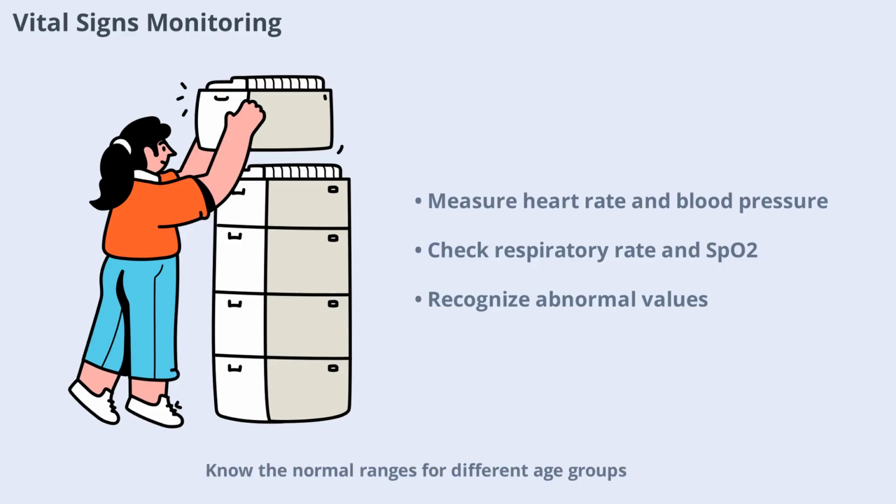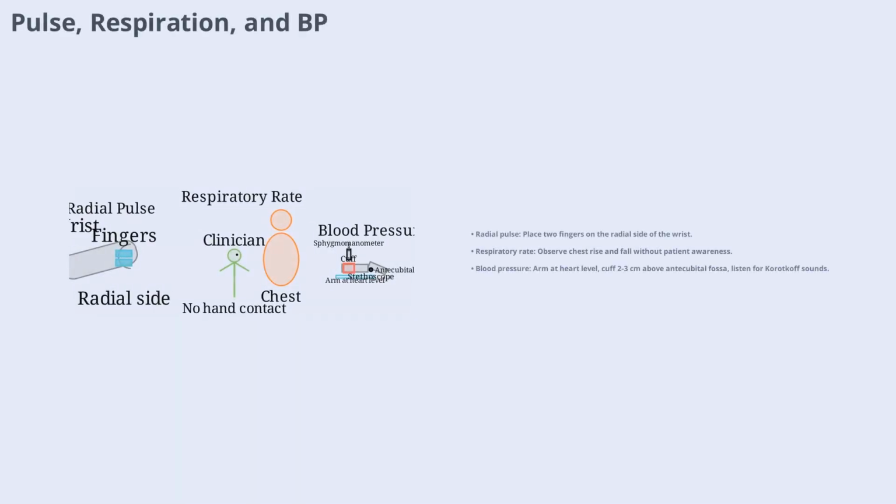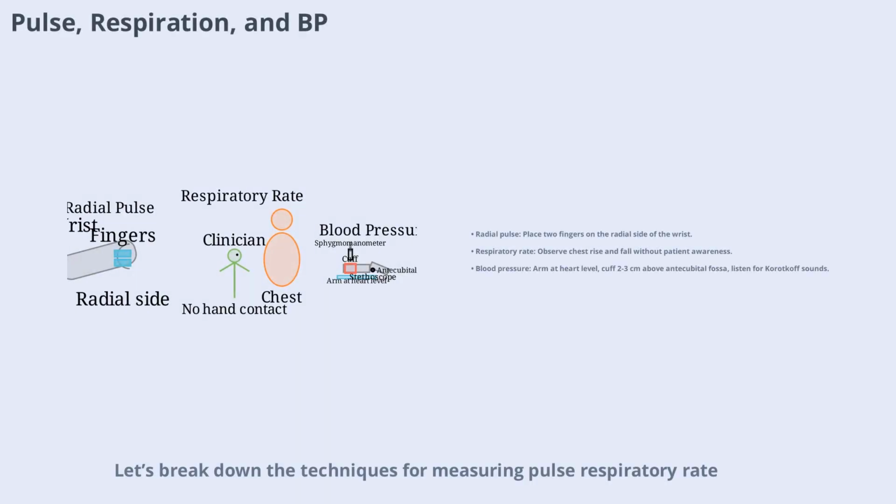Know the normal ranges for different age groups, and be alert for values outside these ranges, which may signal acute problems. Accurate vital sign monitoring is fundamental for safe patient management and timely intervention. Let's break down the techniques for measuring pulse, respiratory rate, and blood pressure.